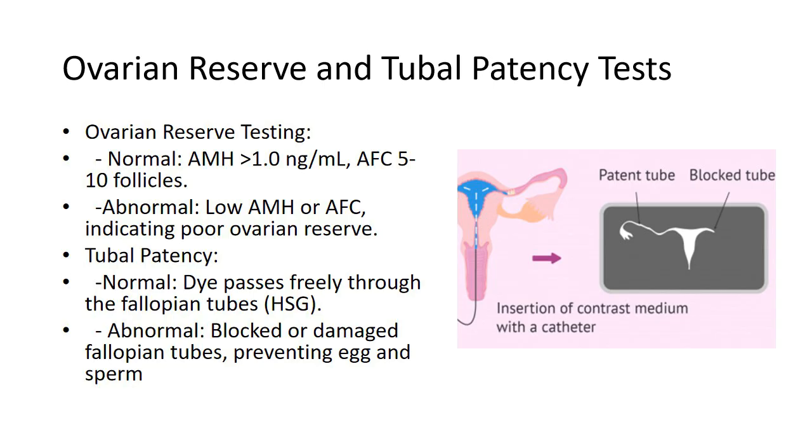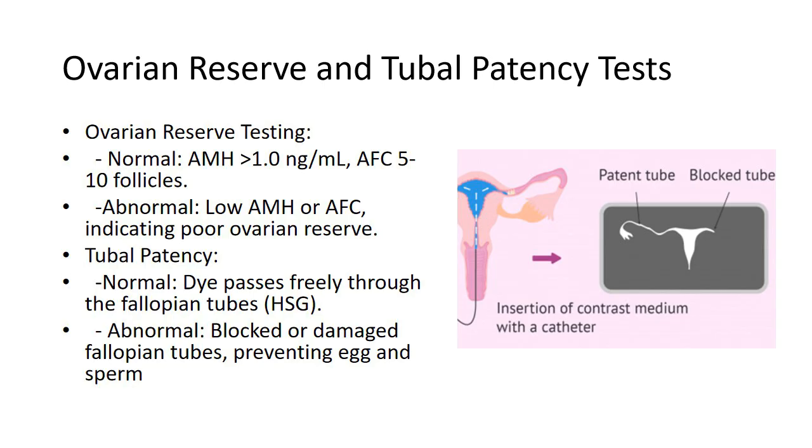Abnormal findings. Low AFC or AMH suggests diminished ovarian reserve, which may make natural conception more difficult. High FSH: elevated FSH levels greater than 10 milli-international units per milliliter indicate reduced ovarian reserve and may suggest a lower chance of successful conception.